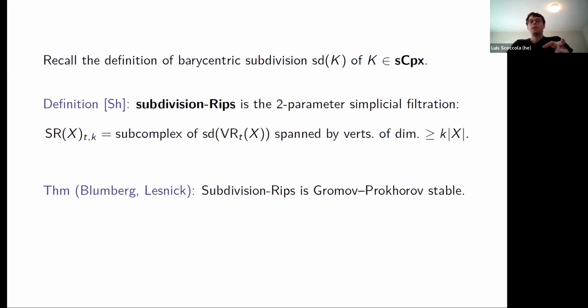So first of all, the theory: Blumberg and Lesnick proved that subdivision-Rips is Gromov-Prokhorov stable. So it is robust. And I think that is super interesting because you're just looking at Vietoris-Rips, you're not taking any density estimate, any kernel density estimate whatsoever. You're just taking the subdivision, and somehow the subdivision and these dimensions in the subdivision are capturing a lot of the density structure. So I think that's very interesting.